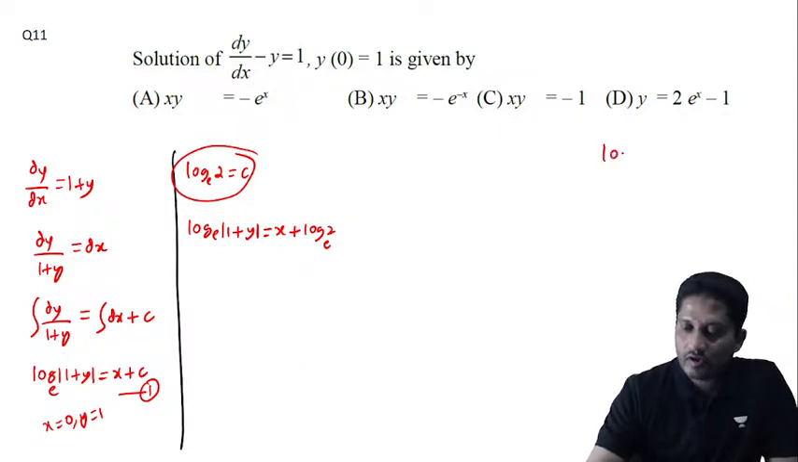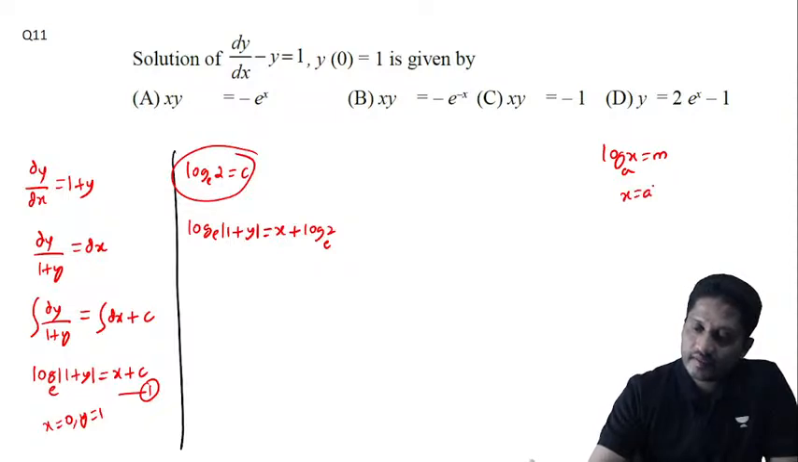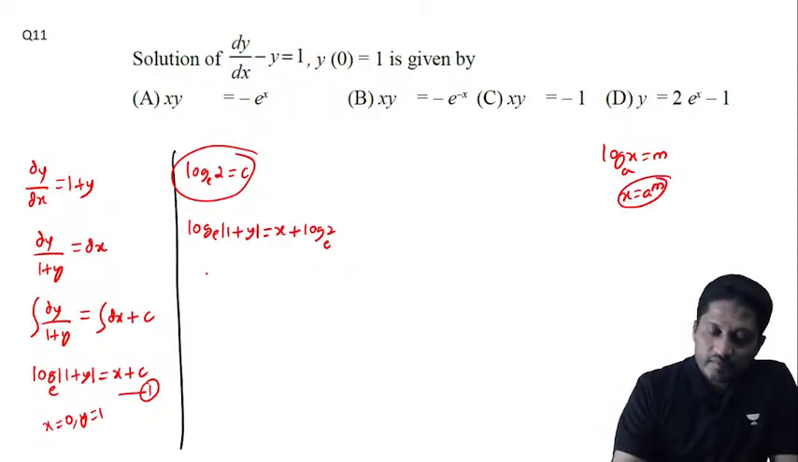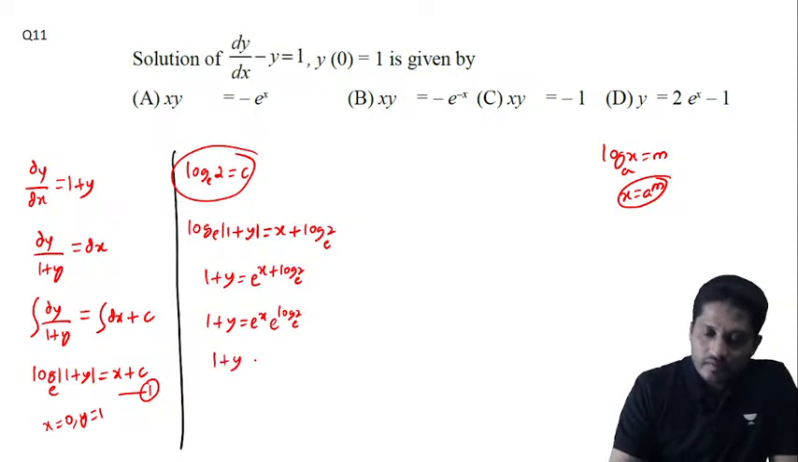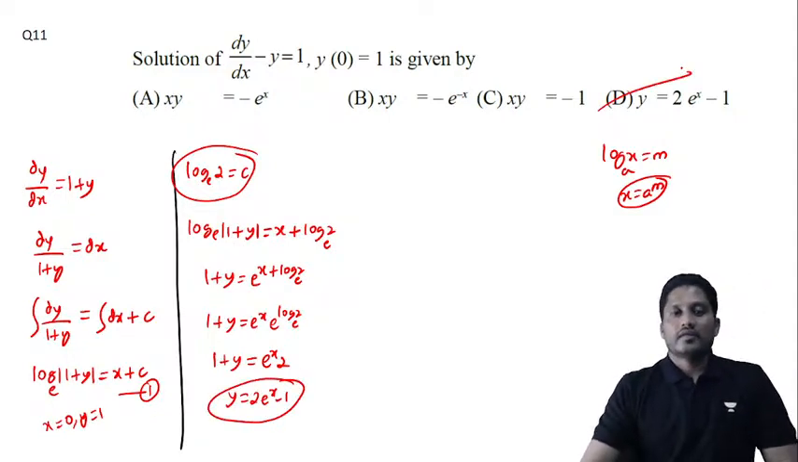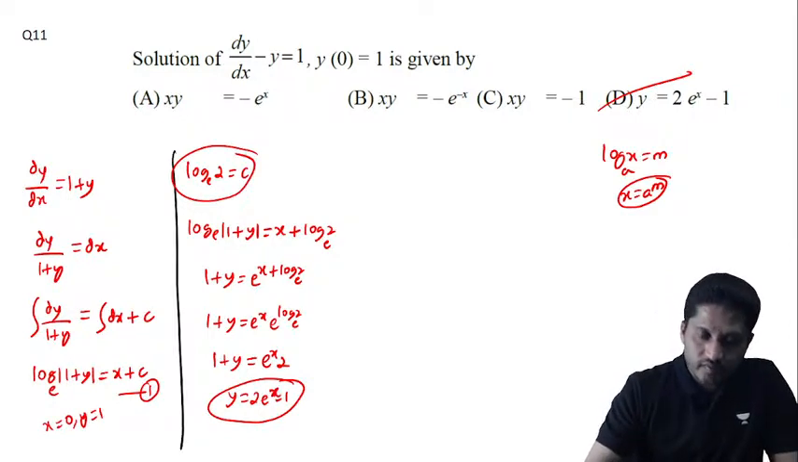Now, when you have suppose log x to the base a is equal to m, then x is equal to a power m, right? This can be written as 1 plus y is e power x plus log 2. 1 plus y is equal to e power x into e power log 2. 1 plus y is equal to e power x, e power log 2 is 2 only. y is equal to 2 e power x minus 1. That's the last option, guys. So 2 e power x minus 1.